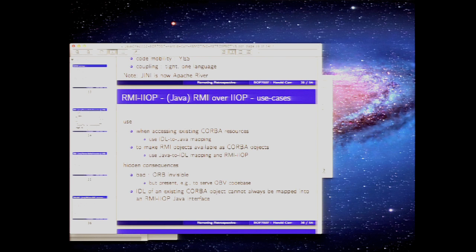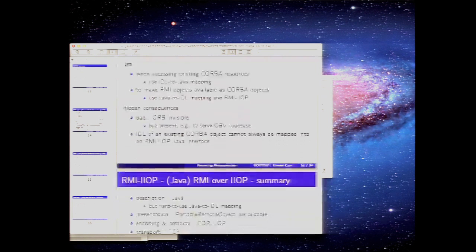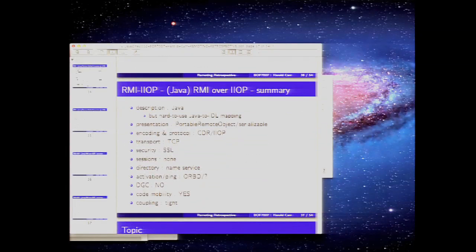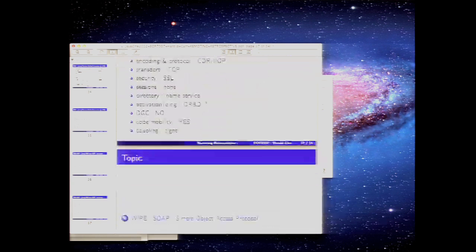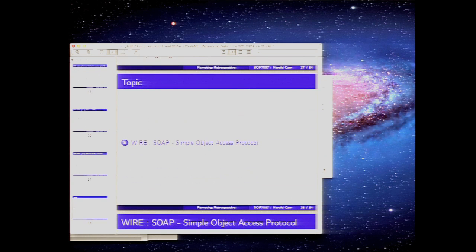Also, not every CORBA object can translate to Java to IDL. So that one, I'm not so sure I'd use. But at least it didn't have distributed garbage collection. Okay, let's move on. SOAP.